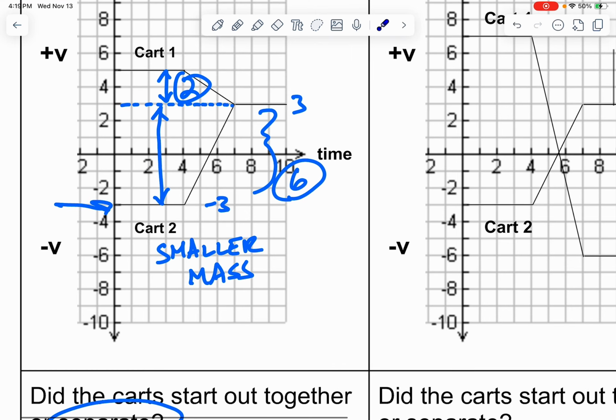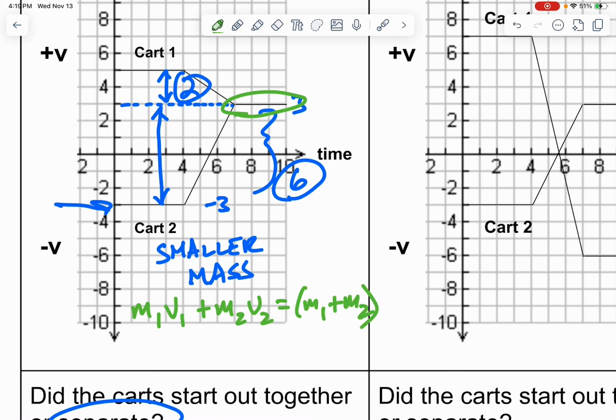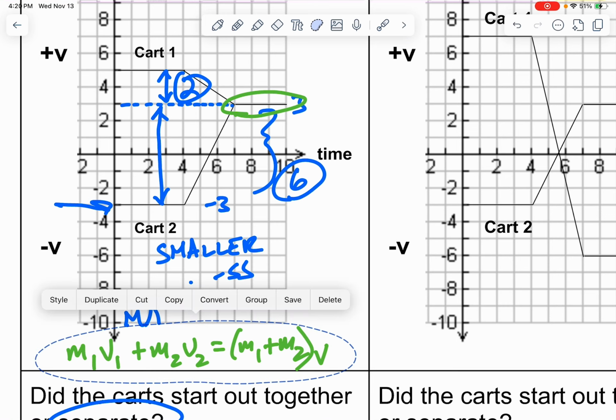Since we're talking about the last square on there, it asks us about the formula. In terms of the formula, since they start out separate, they each have their own momentum. So I'd say m1v1 plus m2v2. And then on the right-hand side, since they stuck together, I would have my two masses added to each other times the velocity. All right, and that's what I would have as far as my formula.